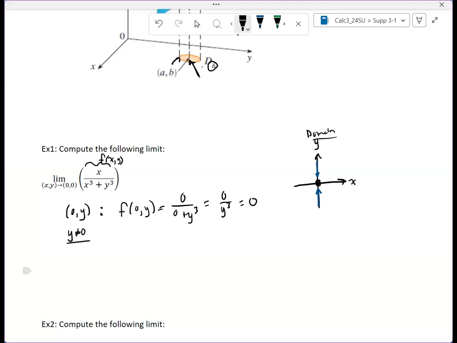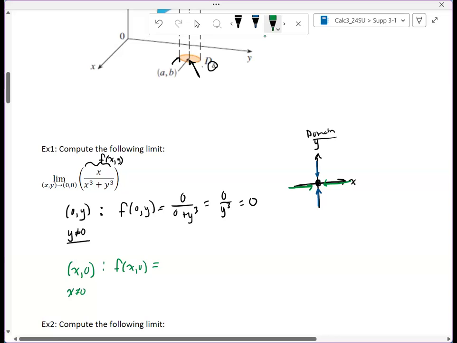Let's look at another method of approach, though. We could approach along the x-axis instead, setting my y-coordinate to 0, looking at a non-zero x-coordinate, and then letting that x value go to 0. What happens here? f of (x, 0) is going to be x over x cubed plus 0 cubed, or this is 1 over x squared.